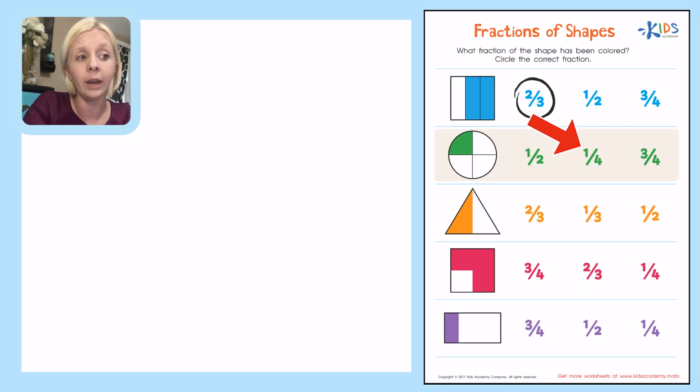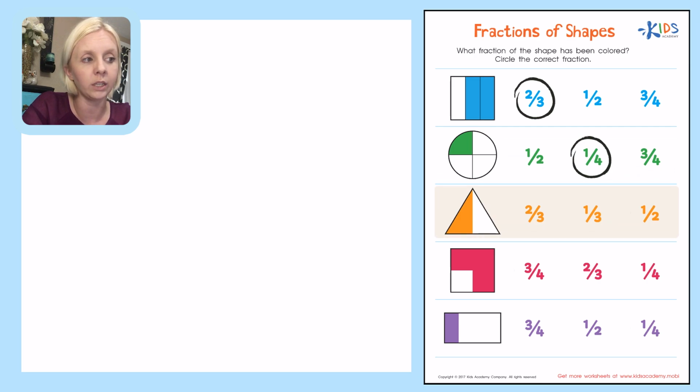So over here, it says 1 out of 4 or 3 out of 4. And we're trying to find how many of them have been colored so we can see that only one of them over here has been colored. So I'm going to go ahead and circle that one right over here, 1/4. Very good. Okay, the next one is a triangle.